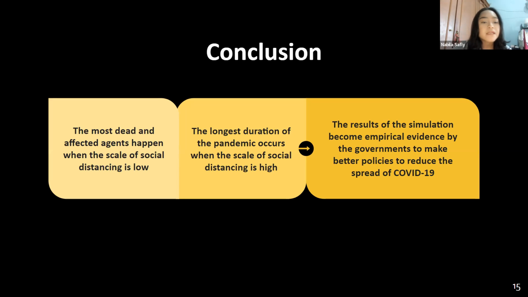It can happen because, as evidence after a long time, by implementing strict social distancing, the COVID-19 virus will not spread. The result of the simulation becomes empirical evidence for the government to make better policies to reduce the spread of COVID-19. Other scenarios and additional parameters for the simulation are necessary for the next research to understand the phenomenon of the COVID-19 pandemic that occurs in various regions in Indonesia.